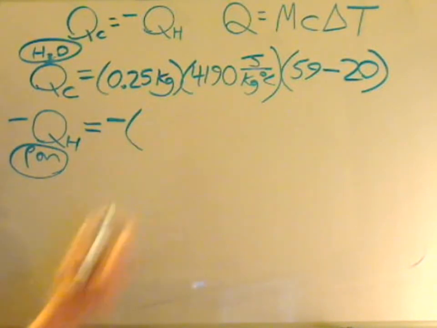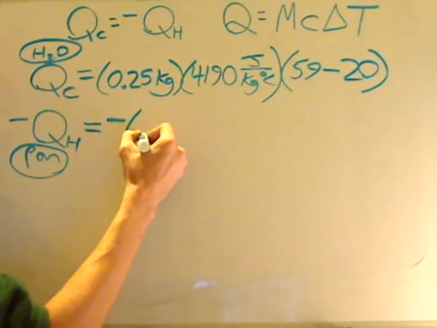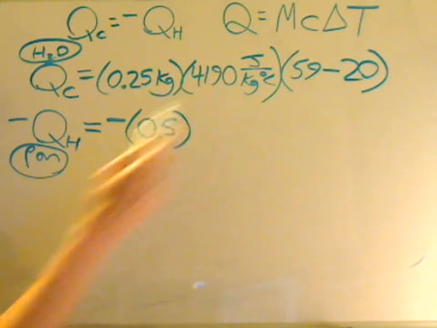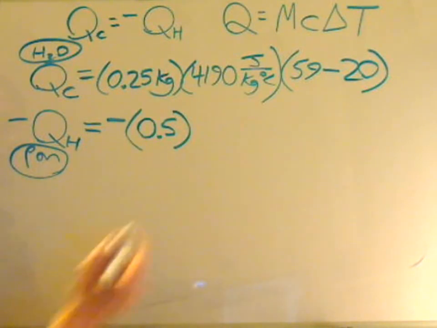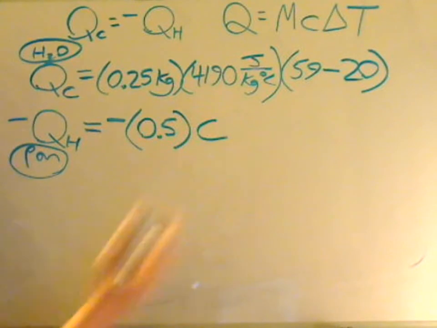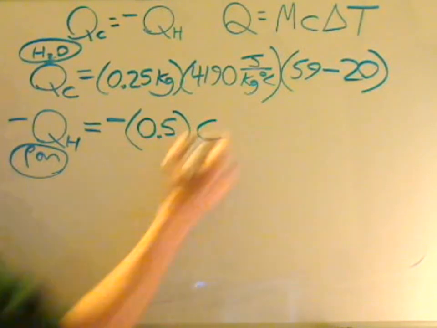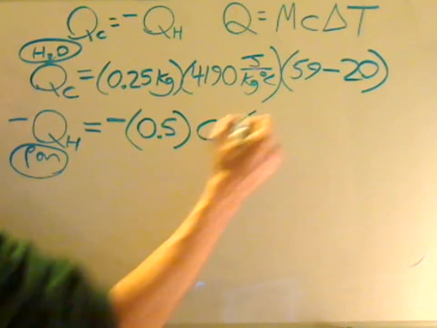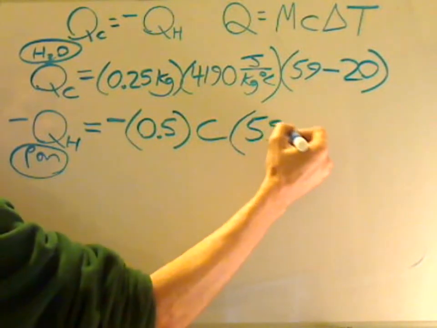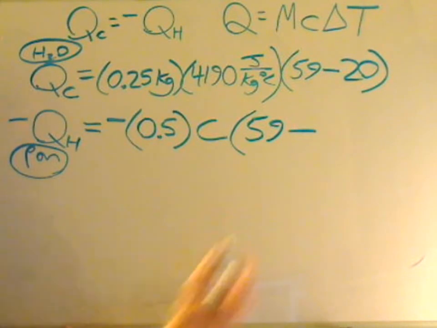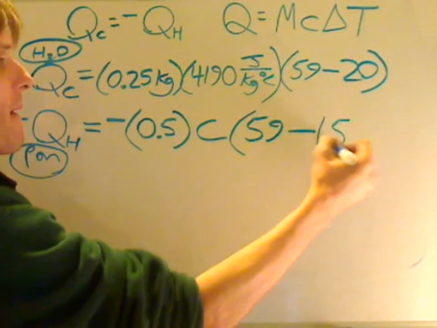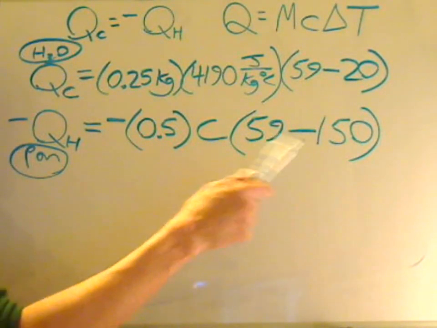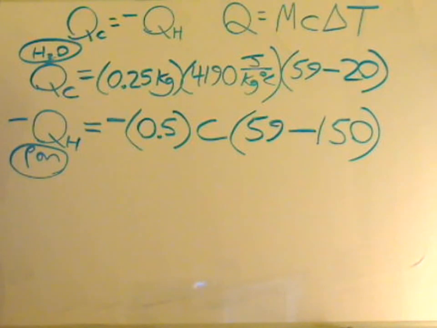Now the pan, we're calculating the negative, because that's equal to the positive of QC. So negative MC delta T then. The mass of the pan is 0.5 kilograms, and I'm going to drop our units here because they're the correct units. Times the specific heat of that substance times the change in temperature. The final temperature, again, is 59 minus the initial temperature, which was 150. So a negative 91 degree temperature change for the pan. The pan's temperature drops by 91 degrees.